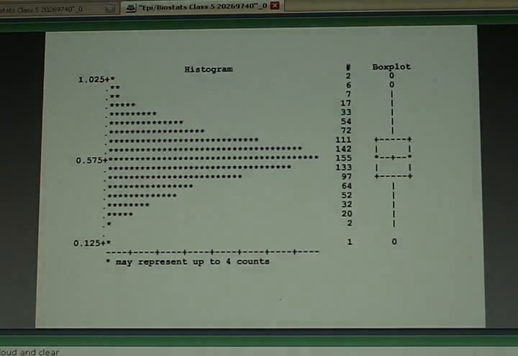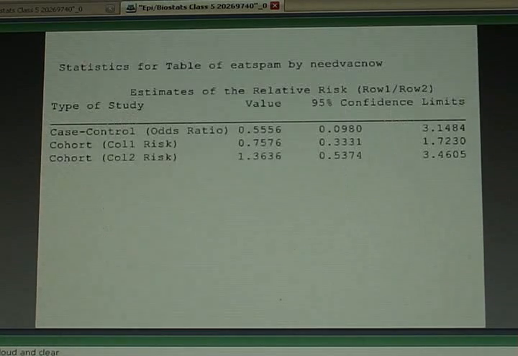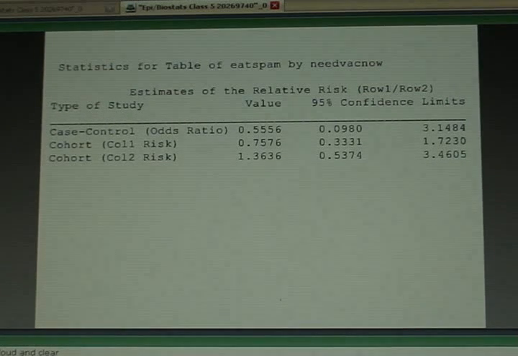So what if we build the confidence interval from the first study, looking at spam consumption and needing a vacation? The odds ratio from that study would be 0.55. The confidence interval goes from 0.09 up to 3.14, a very wide confidence interval, suggesting that people who eat spam have a lower odds of needing a vacation, as low as 0.09 compared to the non-spam eaters, but also it's consistent with very high values, 3 times as likely to need a vacation right now.